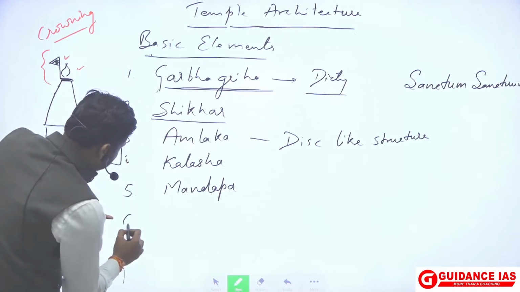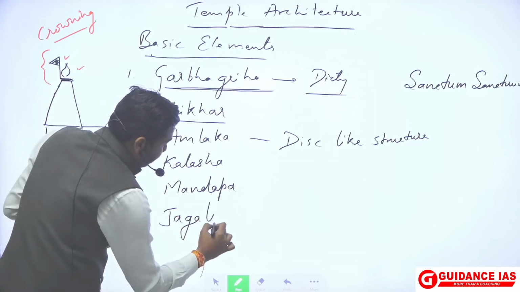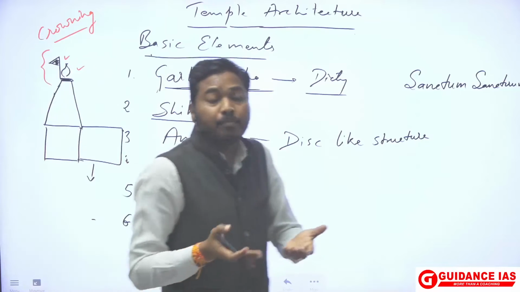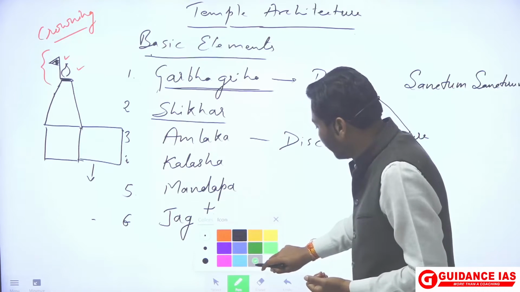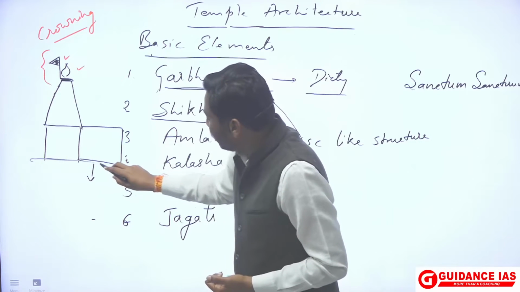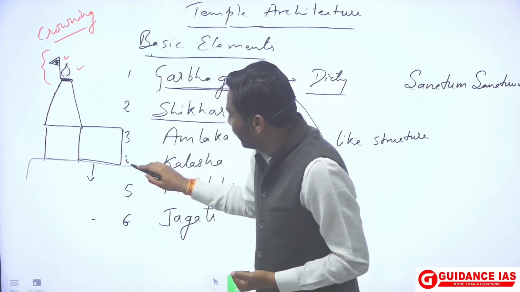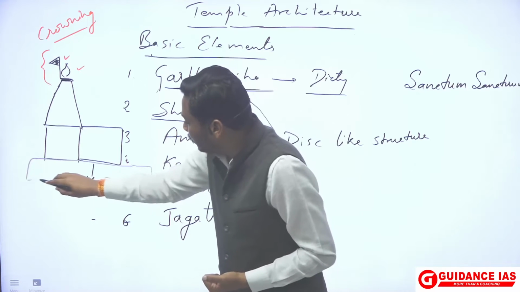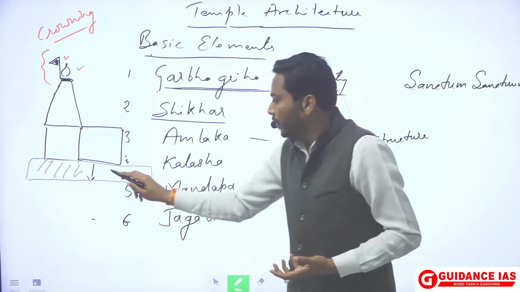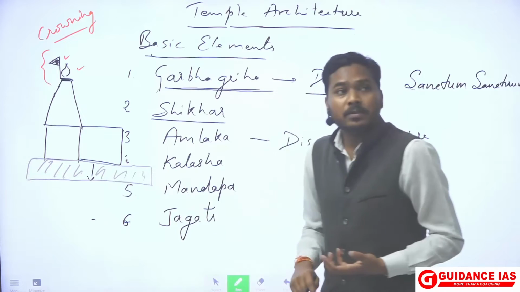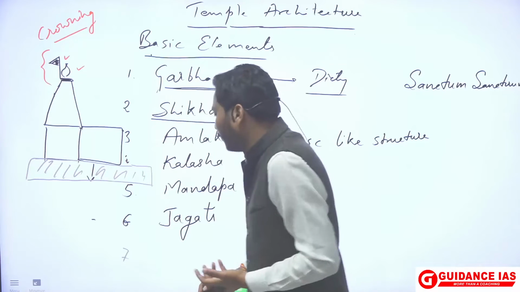And then lies another place which is called Jagati. Jagati is the platform on which the temple is constructed. Clear? So the entire structure of a temple is constructed on an elevated platform, and this particular elevated platform is called Jagati, the raised platform. Getting it? So this is the sixth element. After this, the seventh one.